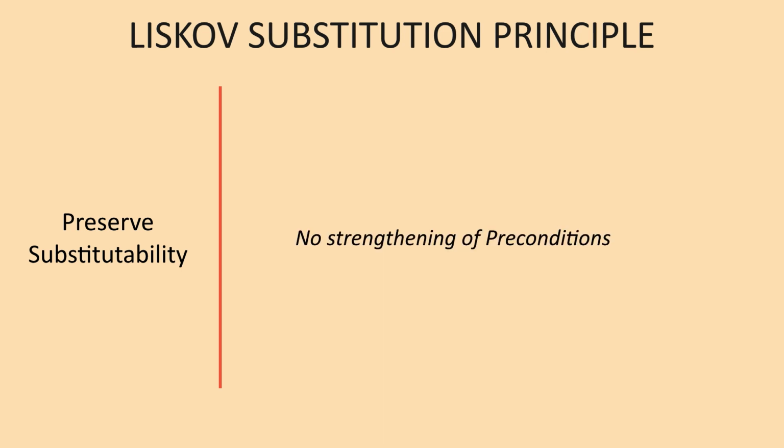The next rule is we should not strengthen the preconditions in the subtype. Preconditions are any validation that we perform before executing a method. Next rule is we should not weaken postcondition in a subtype. Postconditions are any validation that we perform after the method is executed.